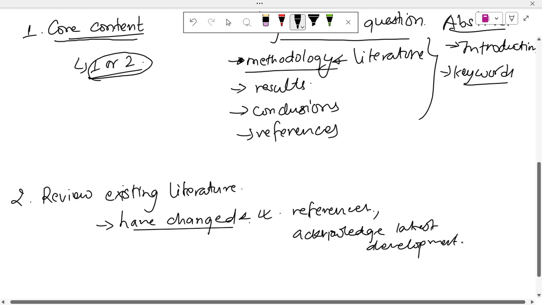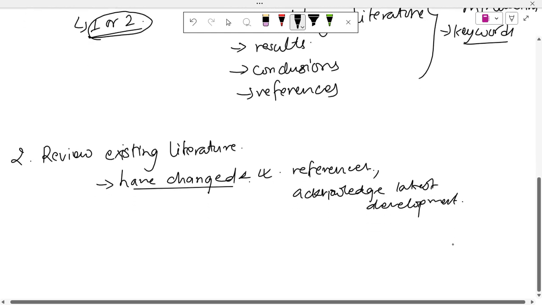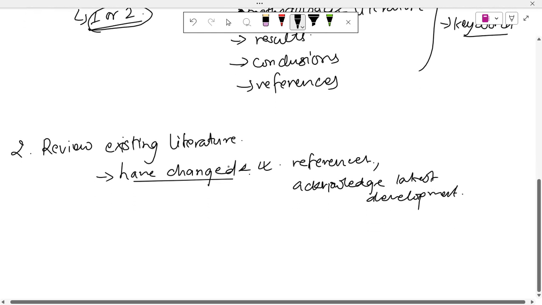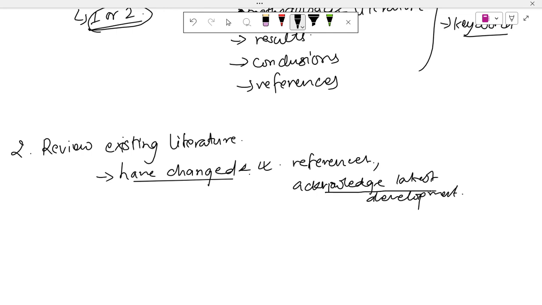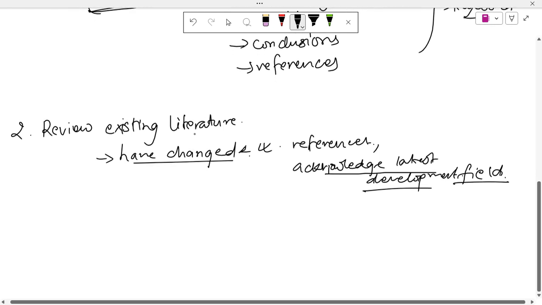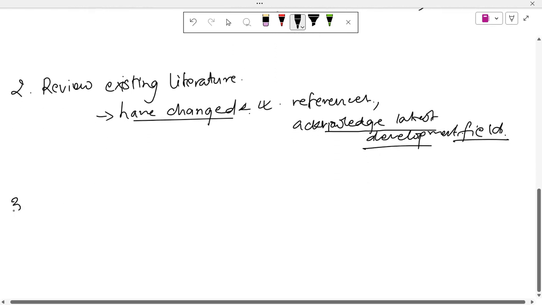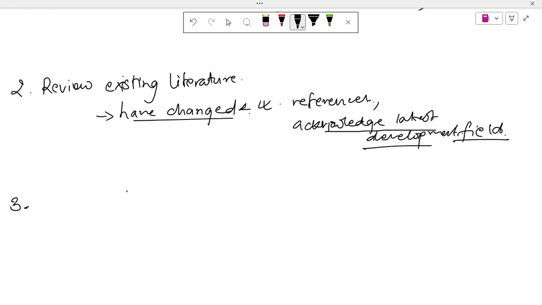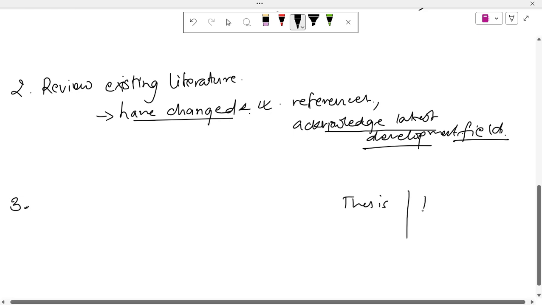So we are actually increasing the knowledge base in our field, so we need to acknowledge the latest developments in our field, if any have occurred since you published your thesis on your university portal. The third step is, we know that a thesis and a research paper are fundamentally different.